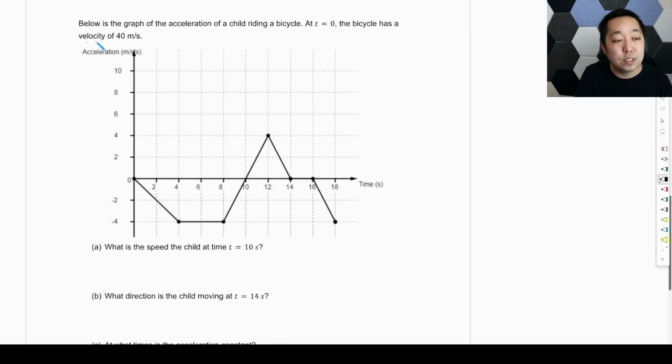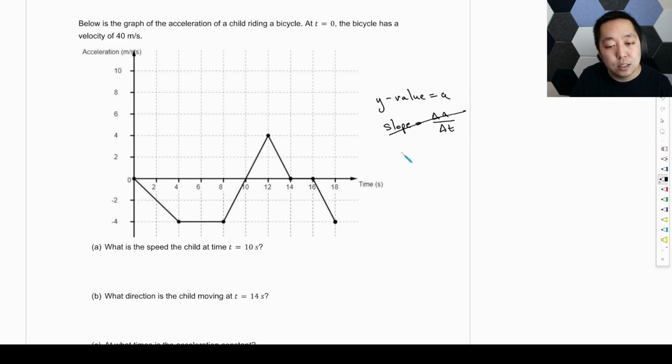So we have a graph of acceleration versus time where the y value is the acceleration, the slope is the change in the y variable over the change in the x variable, and that is meaningless. And the area is the y variable times the change in the x variable, and that is the change in velocity there. Okay, so we're saying that the bicycle has a velocity of 40 meters per second at t equals 0. So at t equal to 0, we know the velocity is 40 meters per second.